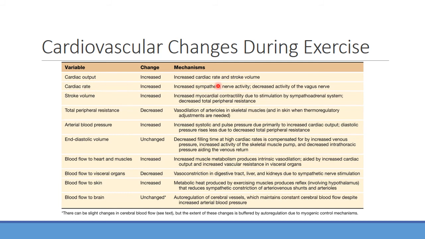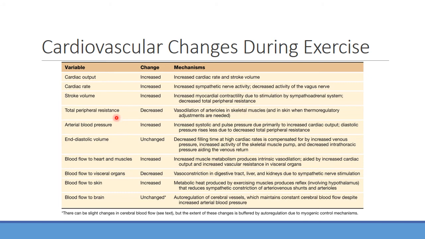And heart rate is typically going up due to sympathetic nervous system activity and decreased activity of the vagus nerve, right? And the vagus nerve is cranial nerve number 10. So you see less acetylcholine effect on those muscarinic receptors. Heart rate should be going up for the most part. Stroke volume should be increased. You'll notice that total peripheral resistance is typically going to be decreased. You end up having some vasodilation of the arterioles in the skeletal muscle, so that way you get better blood flow going to those muscles.